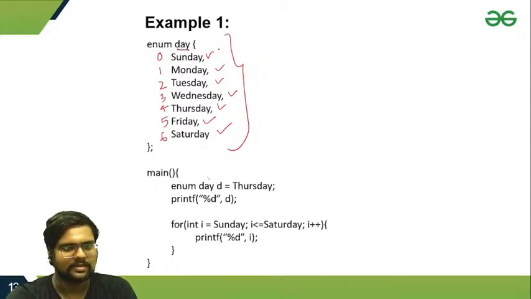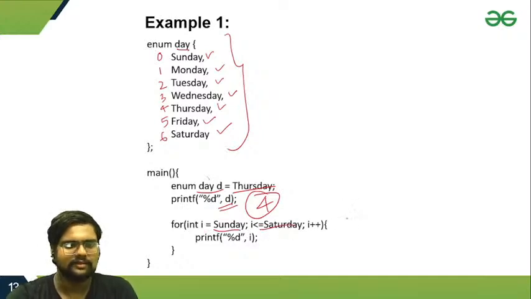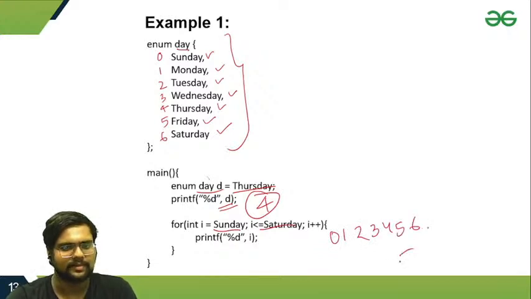So this will be our enum, and when we create an enum object D and assign Thursday to it, and when we print this D, it will be Thursday is 4. So our output will be 4. And when we print from Sunday to Saturday, it will print 0, 1, 2, 3, 4, 5, 6, because Sunday is 0 and Saturday is 6. So we are printing from 0 to 6. So that will be our output.